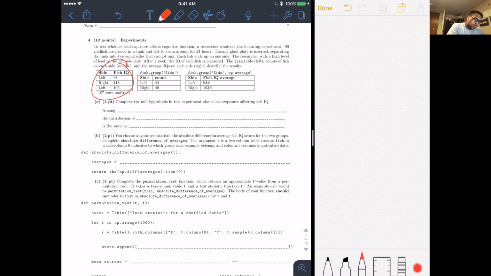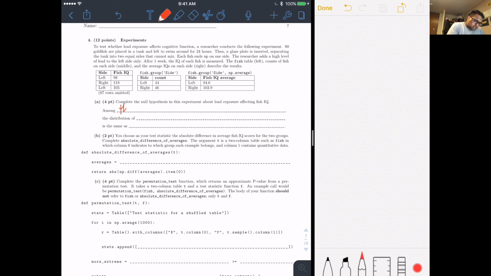So we have one table, and these are grouped in different ways. The first question is asking us to complete the null hypothesis in this experiment. So far we haven't really proved anything. So the null hypothesis would have to be that adding the lead doesn't really impact anything, or the distribution of the IQs should be the same whether or not lead was added. So we can try and fit that null hypothesis to the blanks that we're given.